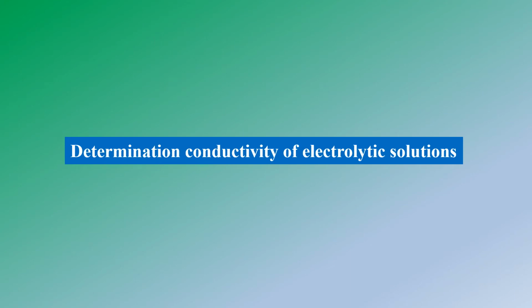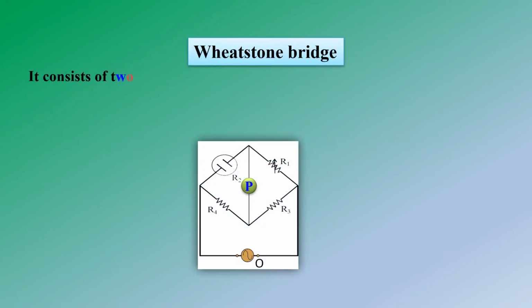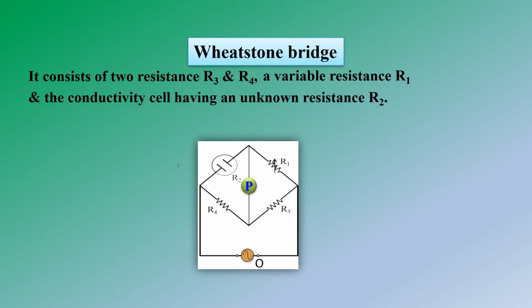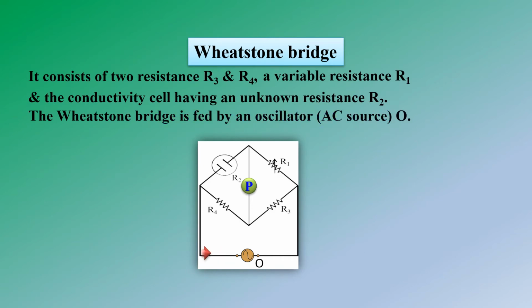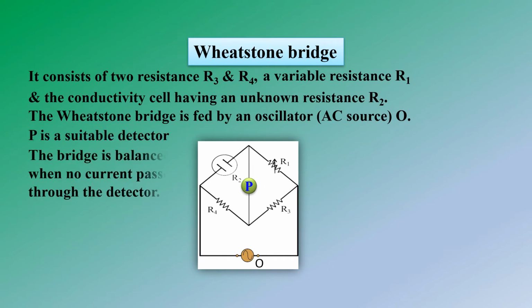Determination of conductivity of electrolytic solution. It is done by using a Wheatstone bridge network. It consists of two known resistances R3 and R4, a variable resistance R1, and a conductivity cell having an unknown resistance R2. The Wheatstone bridge is fed by an oscillator, indicated by O, which is an AC source. P is a suitable detector.